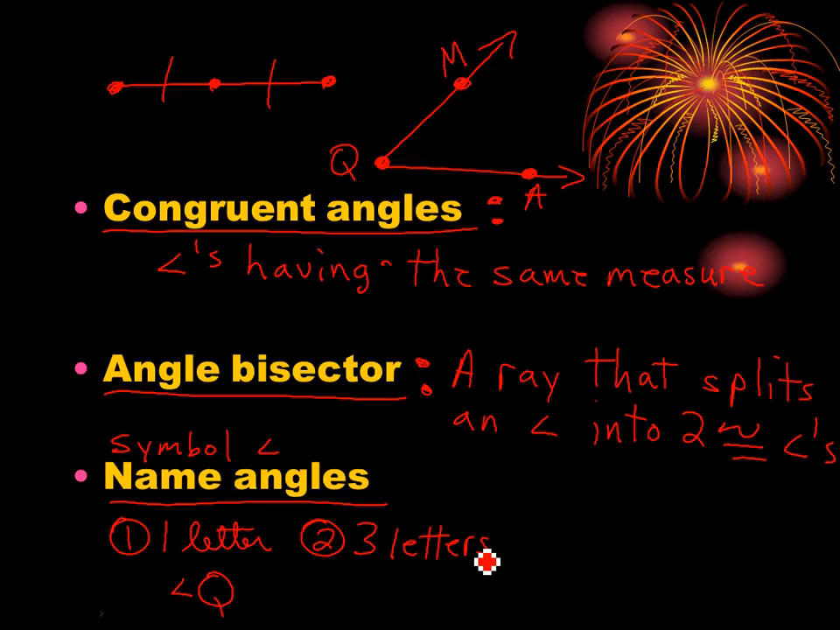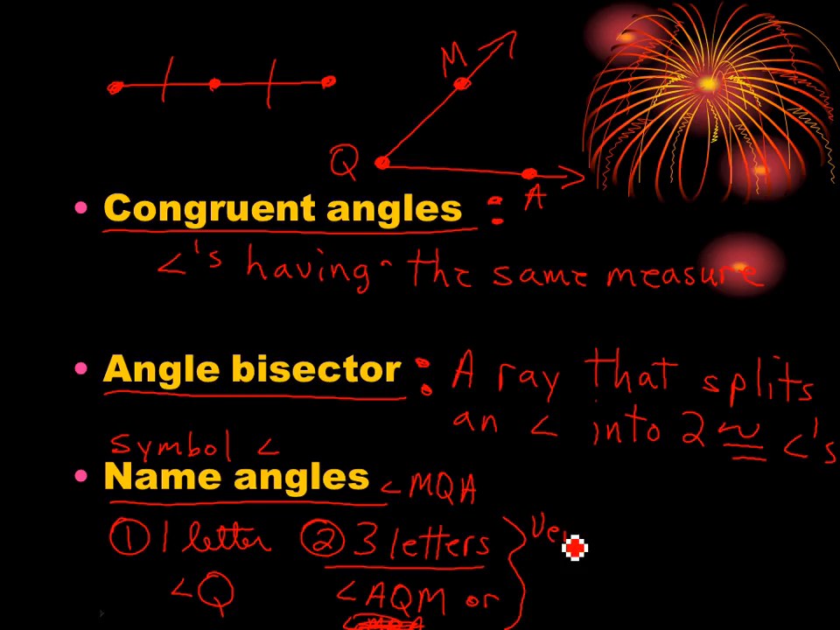The second way to name that angle is with three letters. Angle A, Q, M, or what's the other one? Angle M, Q, A. Sorry, my writing is going off the screen there. Angle M, Q, A would be the other way with three letters. What do you have to remember when you're naming it with three letters? Vertex in the middle. So for three letters, the vertex has to be the middle letter.